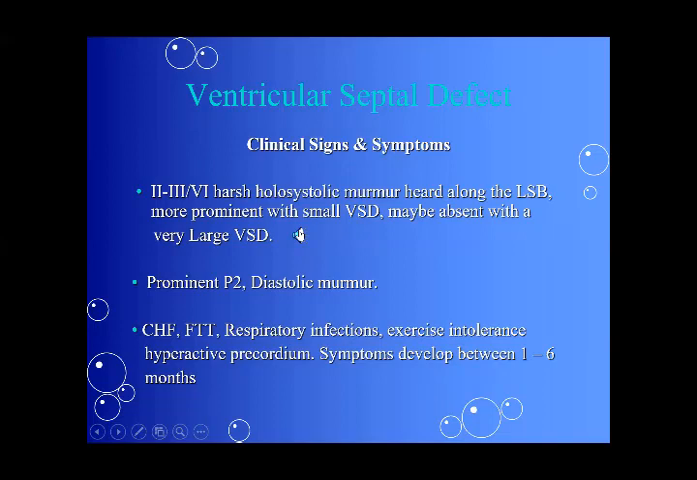Usually there is a prominent P2, the second heart sound, and then if the patient develops pulmonary hypertension, they also develop a diastolic murmur as well.